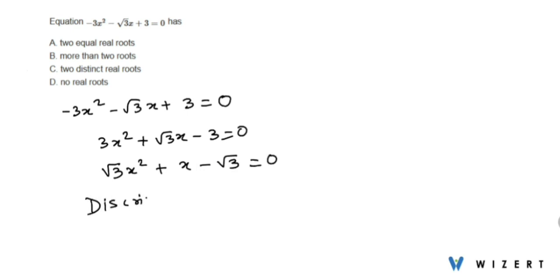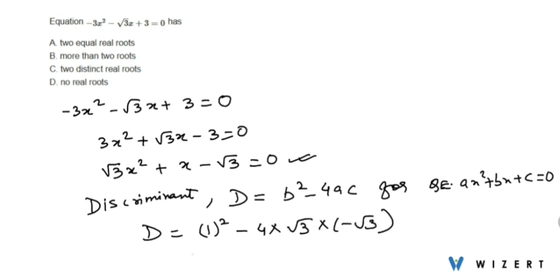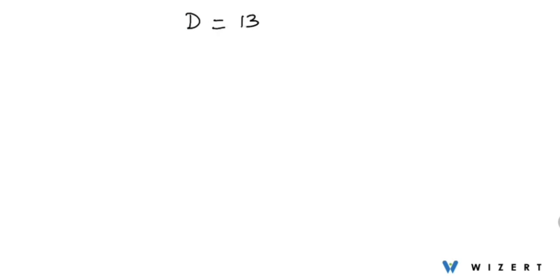Now we know that the discriminant represented by capital D is b square minus 4ac for any quadratic equation, ax square plus bx plus c equal to 0. Now from here, by applying this formula, we can get the discriminant value as b is 1 in the above equation. So b square minus 4 multiplied by a is root 3 and c is minus root 3. So this is equal to, if we simplify, 1 plus 4 multiplied by 3, which is 12. So D is equal to 13 and 13 is positive.